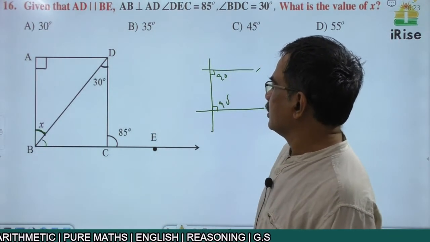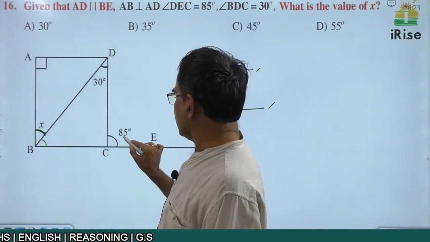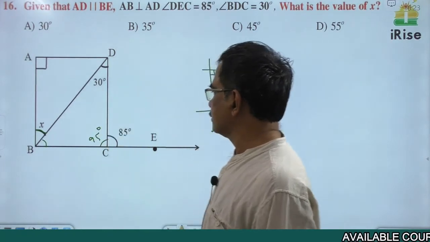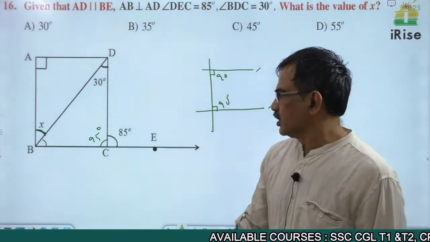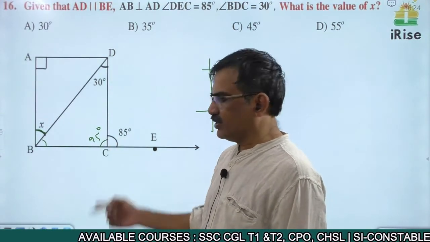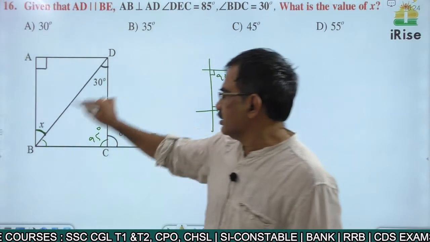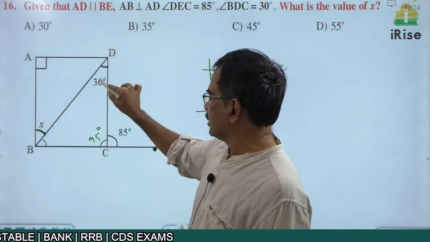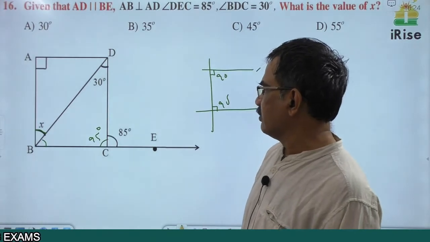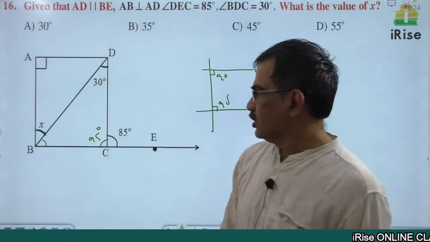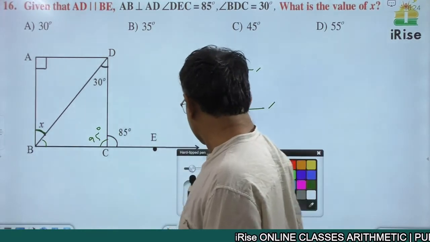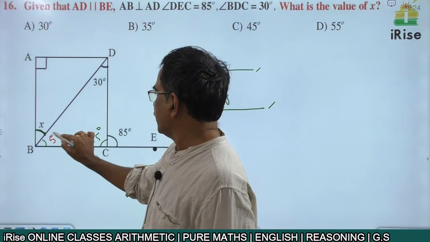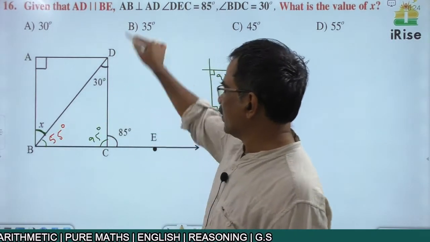Next, if these two are parallel, see here, if this angle is 85 degrees, this angle is 95 degrees, because they form a straight line. 85 plus 95 is 180. And this is a triangle. If this is 95 degrees and this is 30 degrees, so totally 125 degrees. So what is this angle? This one is nothing but 55 degrees, because sum is 180.